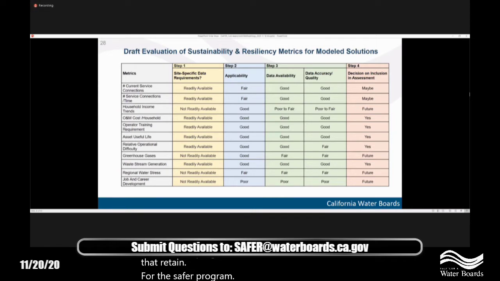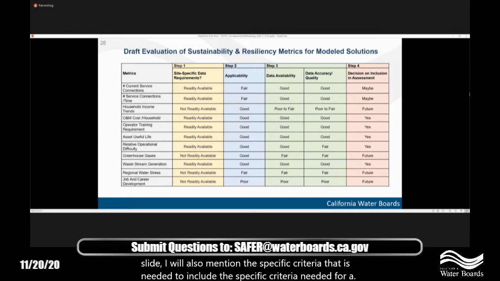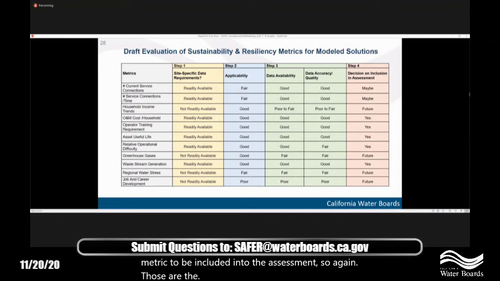Okay. And so before I proceed to my concluding slide, I will also mention the specific criteria needed for a metric to be included into the assessment. So again, those are the metrics that have the yes designation in the most right-hand column. So these criteria are as follows. The metric should not require site-specific data. If it does require site-specific data, this data should be available on a statewide level.